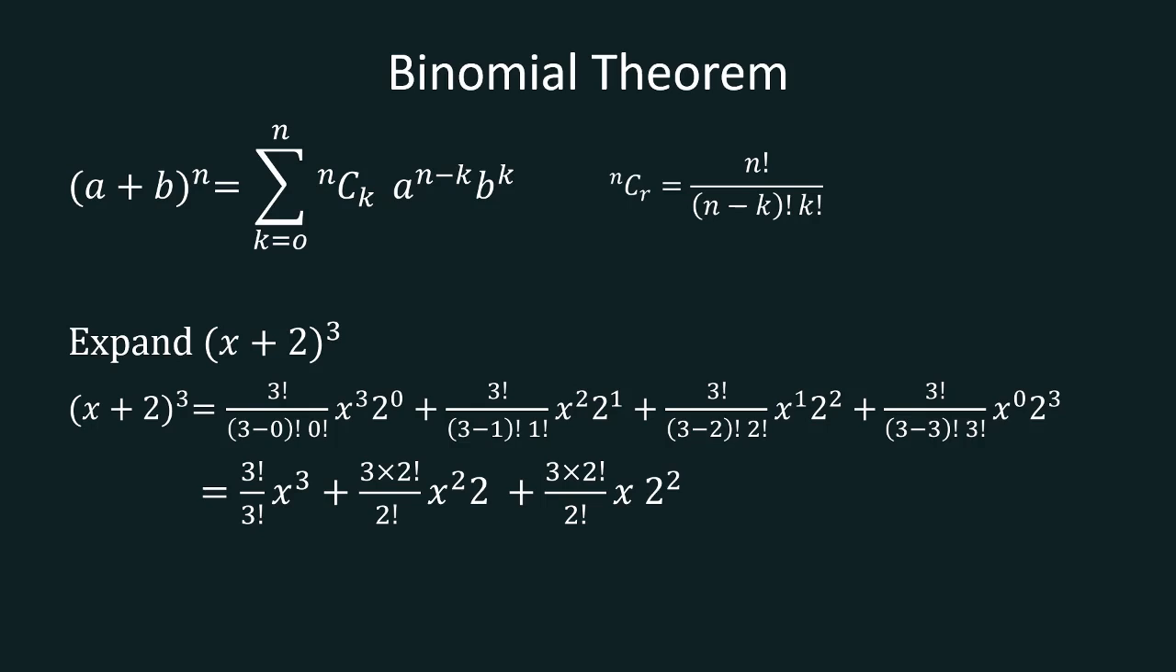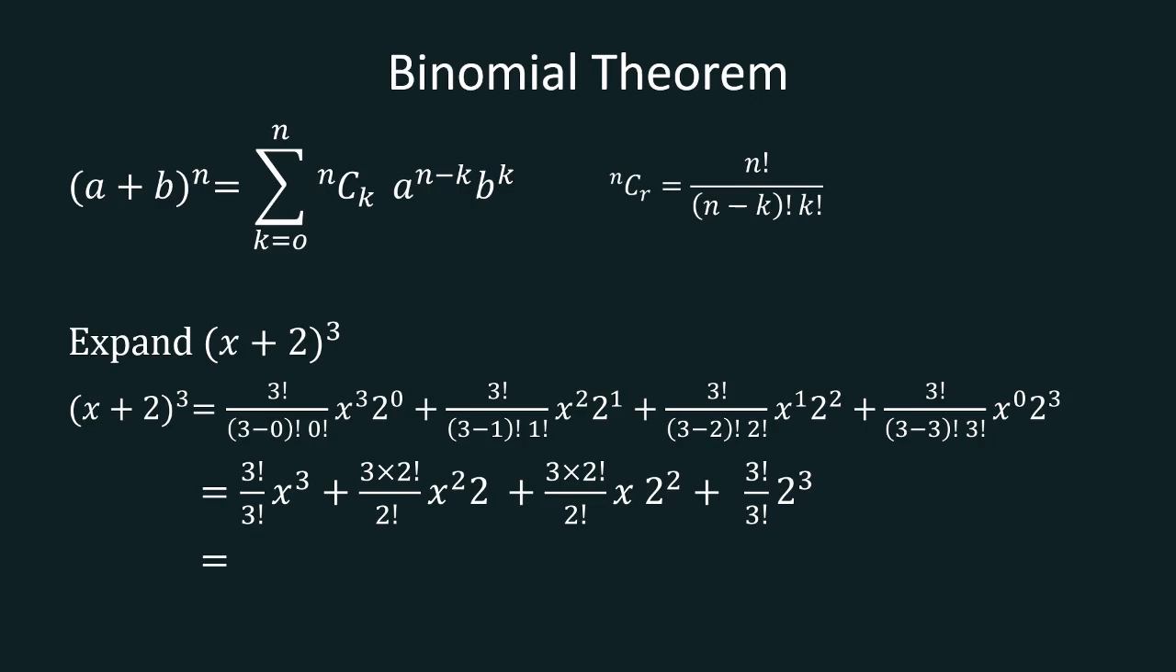So 1 factorial is 1, then times 2 factorial, then times x times 2 squared, plus in the last term, since the denominator is 3 minus 3, we get 0. 0 factorial is 1. So we get 3 factorial divided by 3 factorial times 2 cubed. Now remember, x here is raised to the power 0, so there's no power of x. Then we come down, and 3 factorial divided by 3 factorial is just 1.